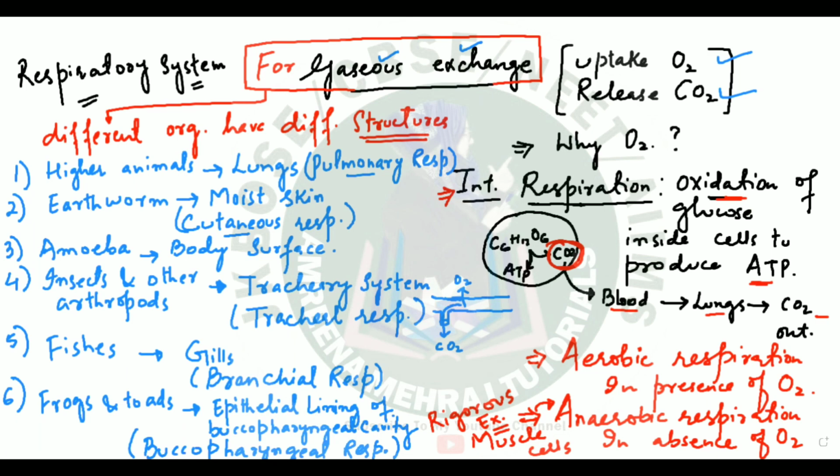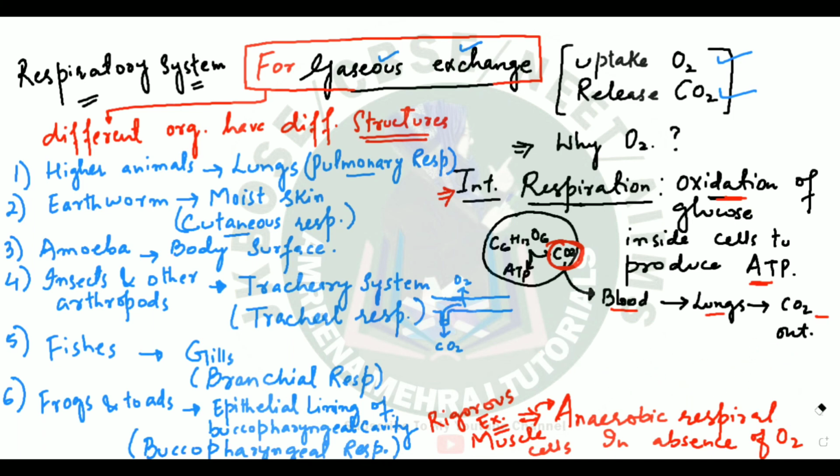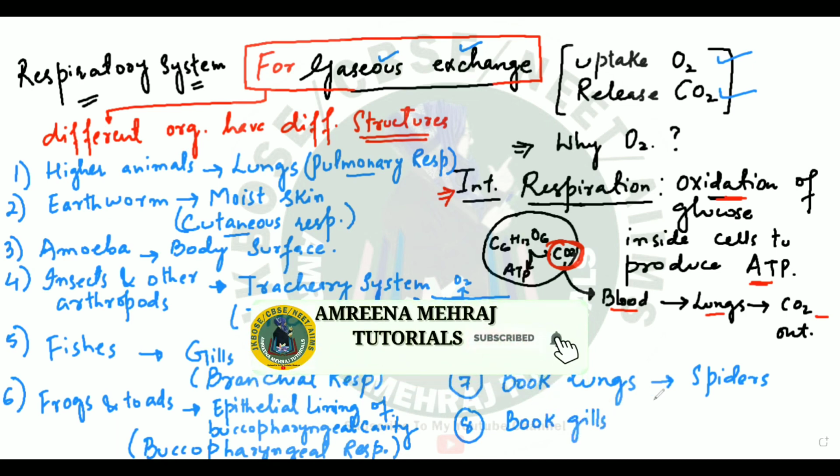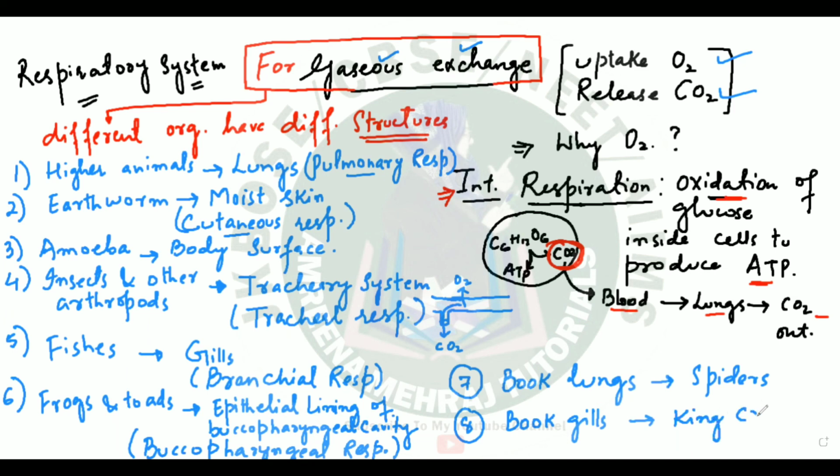Okay, my dear students. Similarly, you can remember about book lungs and book gills. They're very important to remember over here. So let me erase this part. The terms I gave you are book lungs and book gills. These are the structures which are present in spiders and king crabs. So the seventh example I'll give you over here is that of book lungs. Book lungs are present in spiders for the purpose of respiration, and book gills are present in king crab for the purpose of respiration.